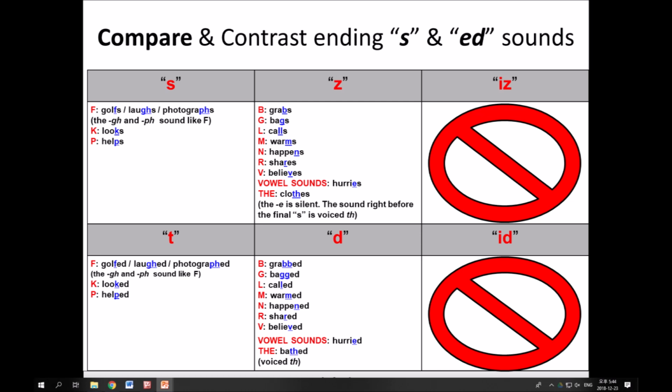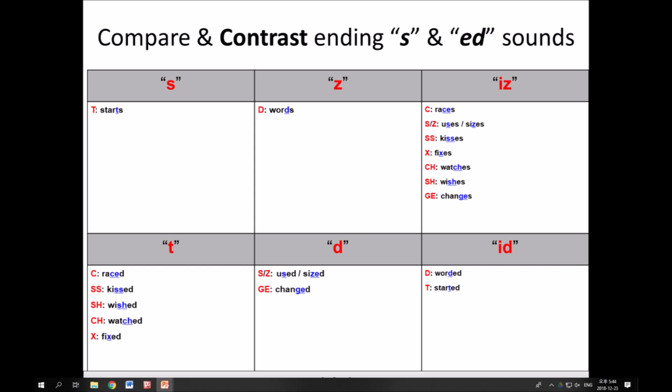Okay, so that means that this is a difference between the S ending pronunciation and the ED ending pronunciation. So now let's take a look at the contrasts between the endings of the ending S and ending ED pronunciation. Here you can see races, uses, kisses, fixes, watches, wishes, and changes. These are all pronounced with the IZ pronunciation of the S ending sound. But you'll see that's not the same when it's past tense.